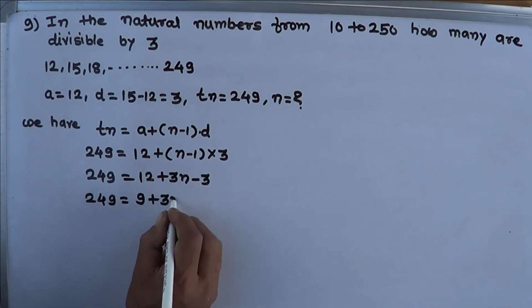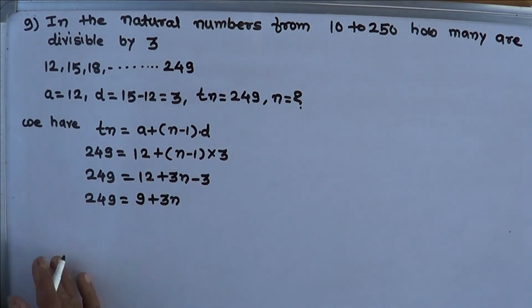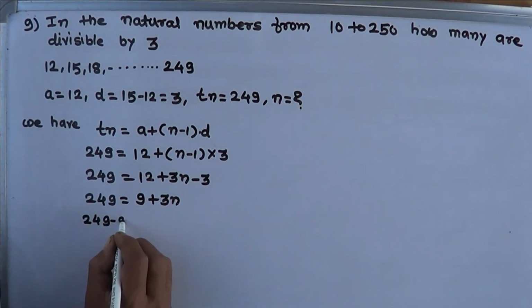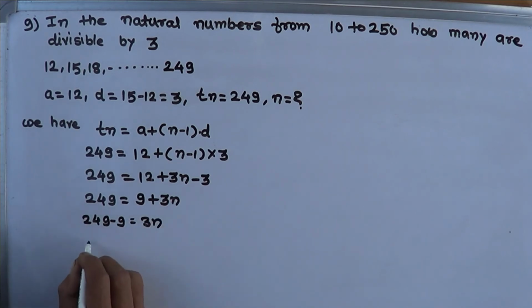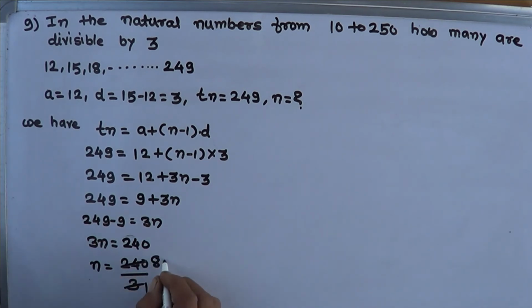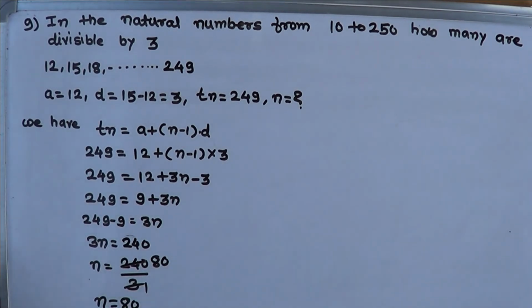Now take 9 on the left hand side, we will get 249 minus 9 equal to 3n, and 3n will be equal to 240, and n is equal to 240 divided by 3. So this will be 3, 3 8 the 24, and this is 0. So n is equal to 80. So there are 80 terms between 10 and 250 which are divisible by 3.